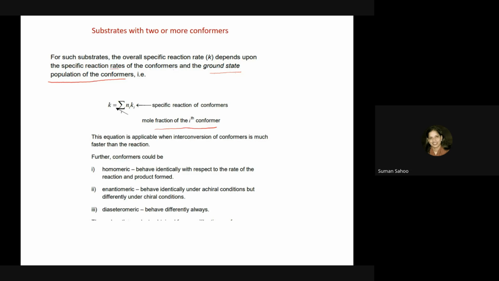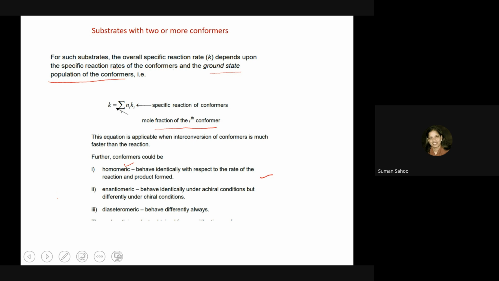To know the product, there is one rule. These conformers can be homomeric, that means they behave identically with respect to the rate of the reaction and product formed. They can be enantiomeric, that means under achiral conditions they would behave identically but differently under chiral conditions. Under chiral conditions, one conformer would give one enantiomer, the other conformer would give another enantiomer. We'll see all these examples. And diastereomeric means one conformer will give one diastereomer, the other will give another diastereomer of the product.